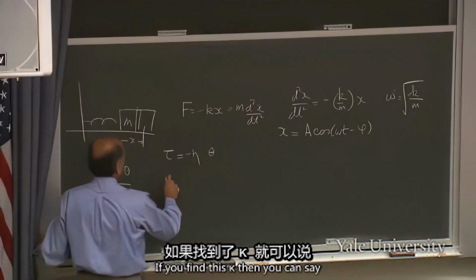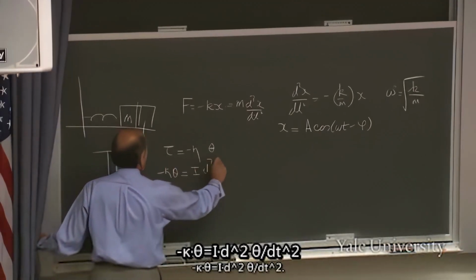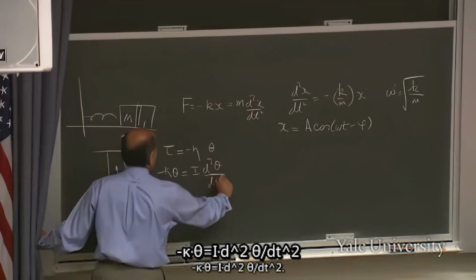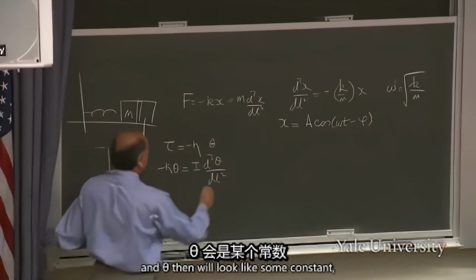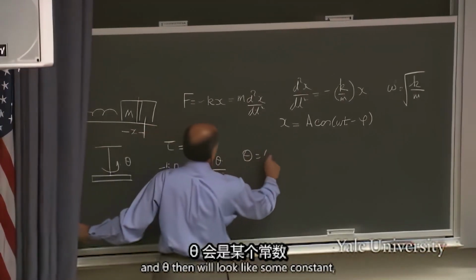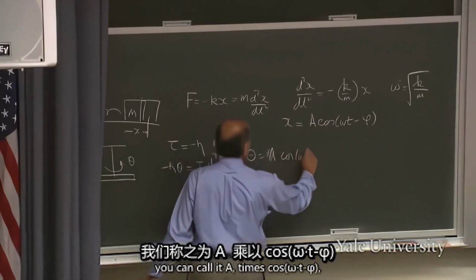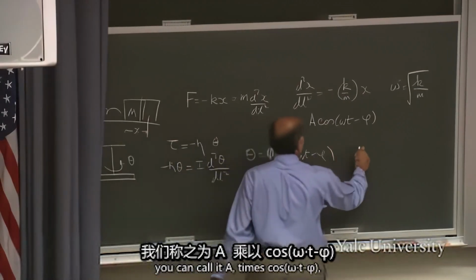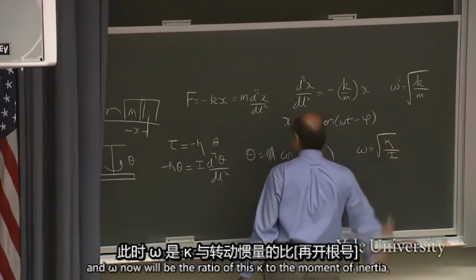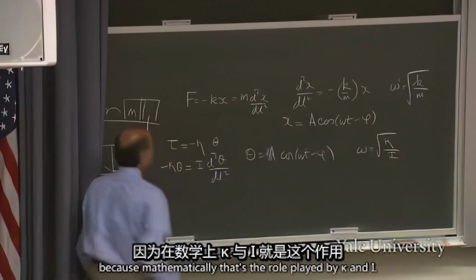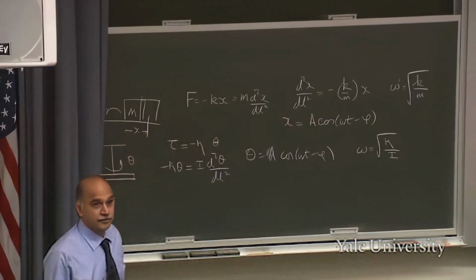If you find this kappa, then you can say minus kappa times theta is I times d2 theta over dt squared. Mathematically, that equation is identical to that. And theta then will look like some constant, you can call it A, cosine omega t minus phi. And omega now will be the square root of the ratio of this kappa to the moment of inertia. Because mathematically, that's the role played by kappa and I. They're like k and m.